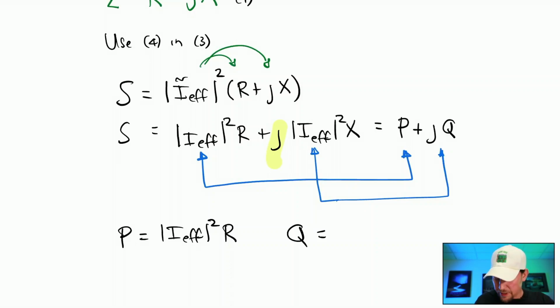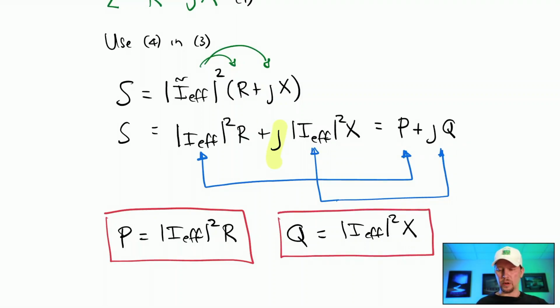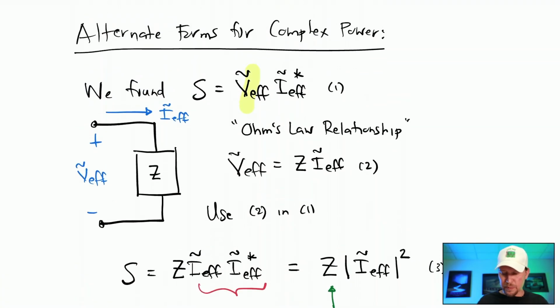Or the reactive power is the magnitude of the effective current squared, not times the resistance, but times the reactance. These equations are important enough to box as well, right? So this is an alternate way in which you can actually calculate the real or the active power or the reactive power as well.